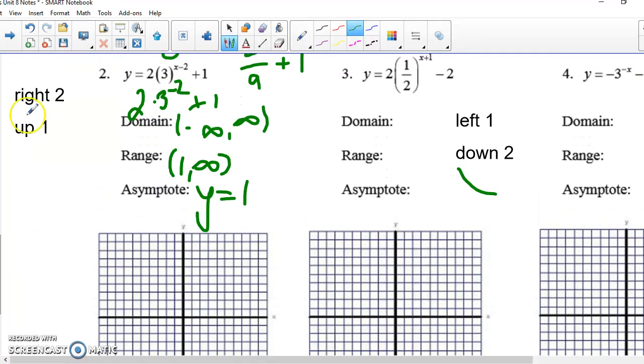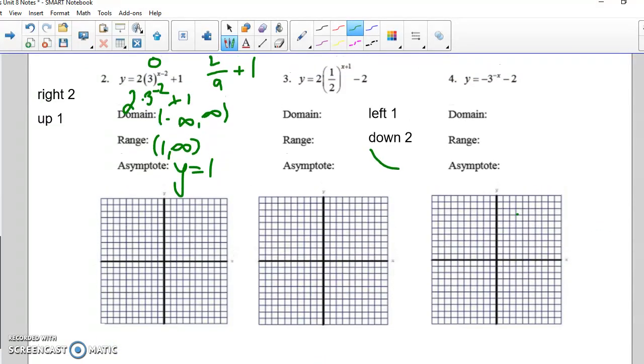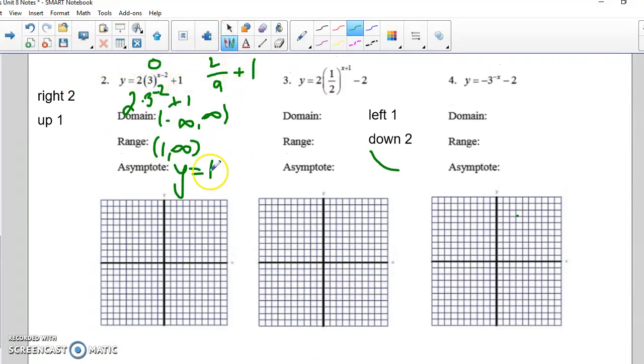So what happens when I have x is equal to 0? When I plug in x is equal to 0, we found that that was 11/9, we already graphed that. When x is 1, I get 2 times 3 to the negative 1, so my 3 goes in my denominator, so I get 2 over 3 plus 1. 2/3 plus 1 would be 5/3. So that's 1 and 5/3.